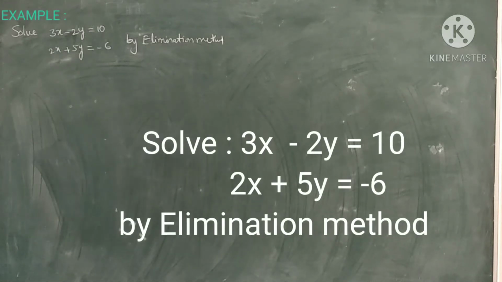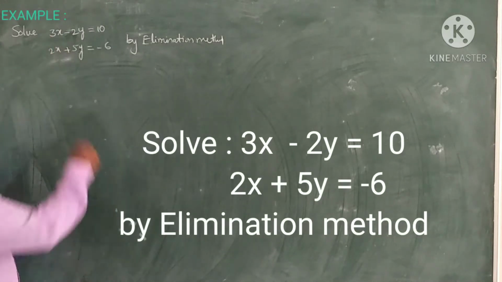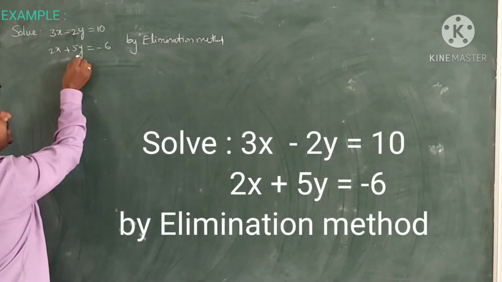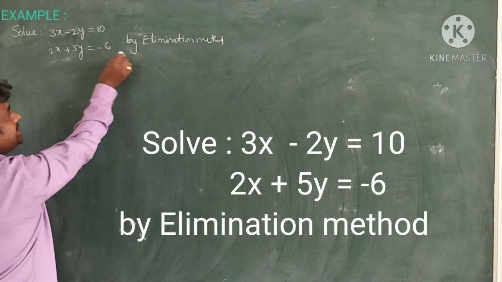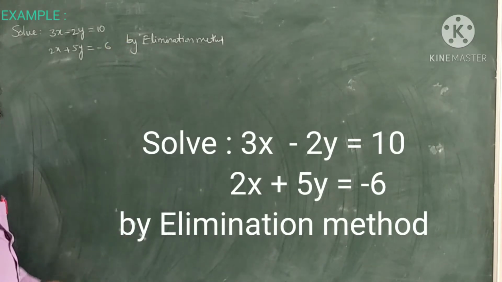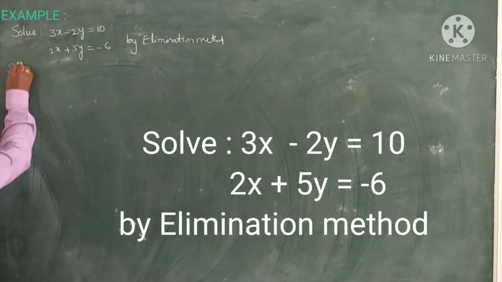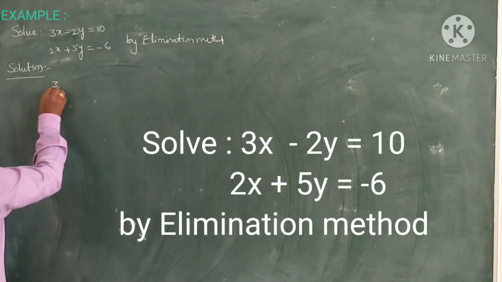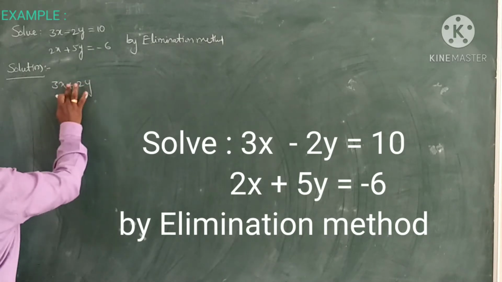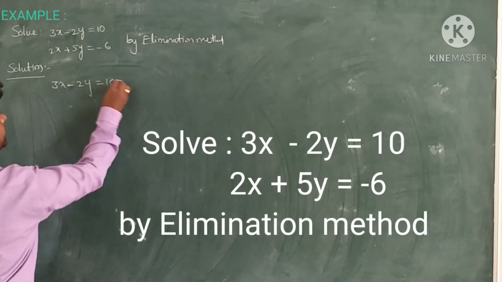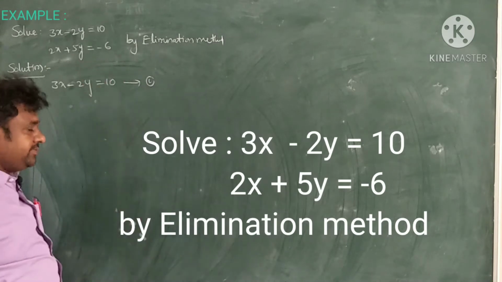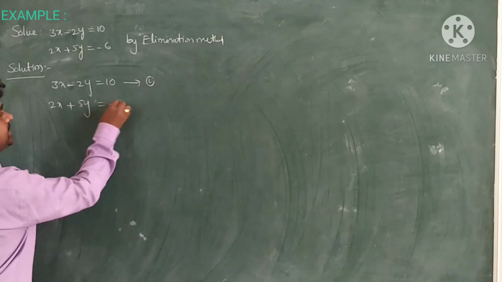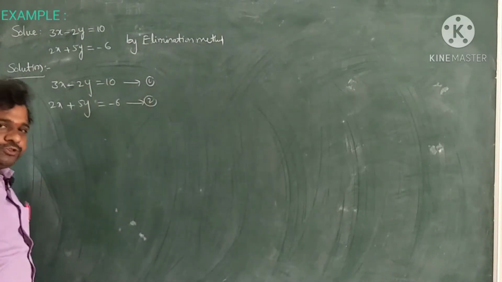Students, now let us solve another example. Solve 3x minus 2y equals 10 and 2x plus 5y equals minus 6 by the elimination method. For this, let us take 3x minus 2y equals 10 as equation 1 and 2x plus 5y equals minus 6 as equation 2.